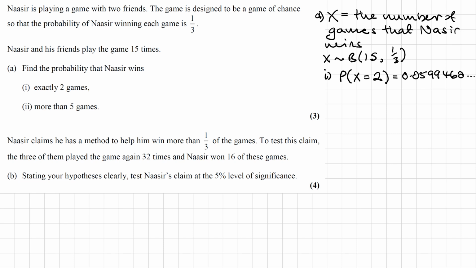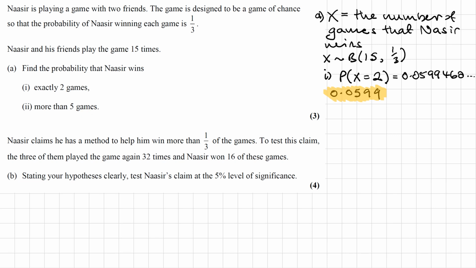0.05999460 and so on. Now when you give answers, give them to a minimum of 3 significant figures, so no less. So if I round this to 3 significant figures, I'll get 0.0599. So 3 significant figures, not 3 decimal places. You can give 4 decimal places, but 3 significant figures is like the unwritten rule. So 0.0599.